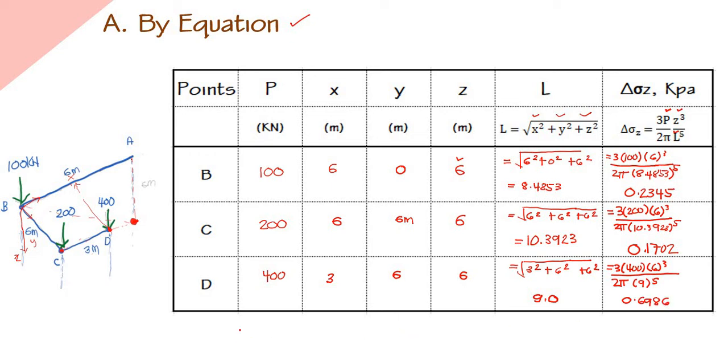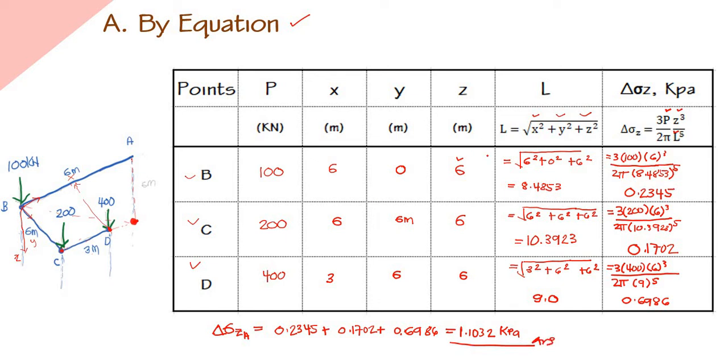0.6986. So therefore, total vertical stress increase at point A is the summation of the vertical stress increase caused by the 3 point loads, that is 0.2345 plus 0.1702 plus 0.6986. So this is 1.1032 kPa.